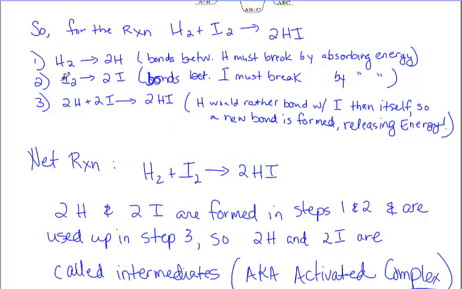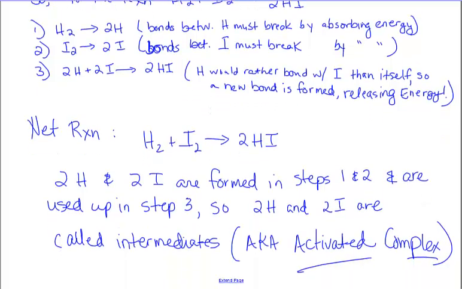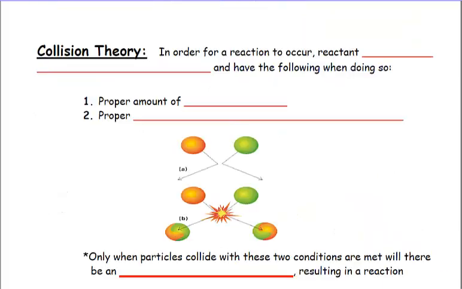Of course, these are the intermediate steps, okay? It doesn't just go from here to here and then you get that. Something is happening in between. So your 2 hydrogens and your 2 iodines are formed in steps 1 and 2, and they're used up in step 3. So the 2 hydrogens and the 2 iodines are called the intermediates, also known as the activated complex. Please put this in your notes. So if you need to go back, rewind, this is a prime example of writing out a reaction mechanism with the intermediate steps. Okay, so going on, the collision theory.